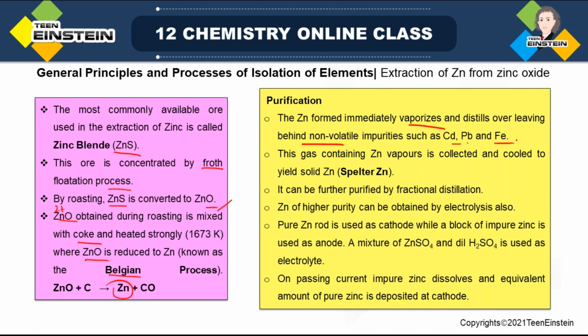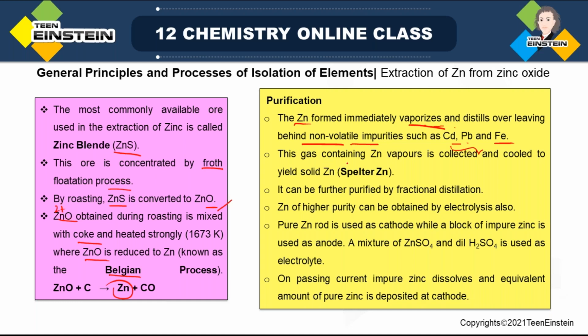But we know that we cannot use all the methods arbitrarily. There must be some logic behind that. Distillation is possible here because Zn has a low melting point compared to its impurities. That is why the impurities will remain behind. Only Zn will be vaporized, and it will condense and distill over, leaving behind the non-volatile impurities. That means the impurities have a higher melting point, so they will not be converted to vapor.